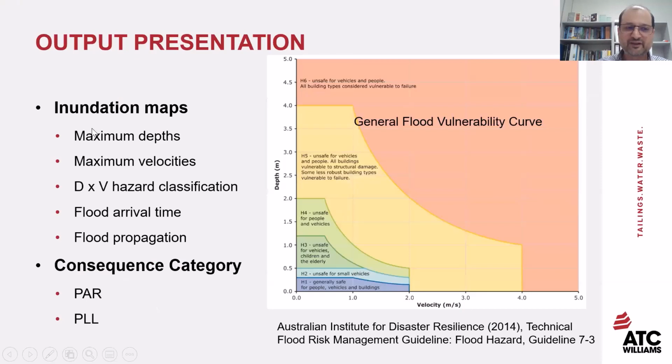The result of the dam break can then be plotted in the flood vulnerability curve here to get maximum velocity, D multiplied by V hazard classification, flood arrival time, and flood propagation. Then the consequence category of the dam, based on the population at risk and possible loss of life, can be determined from the study.